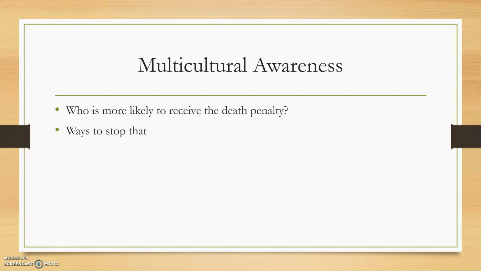Moving on to the multicultural awareness portion, a little bit shorter. Who is more likely to receive the death penalty? As most people would think, sad to say, the color of someone's skin, whether the defendant or the victim, plays a crucial role as well as an unacceptable role in determining who will receive the death penalty. Pennsylvania is actually the 5th highest state, with 70% of its inmates on death row being minorities.